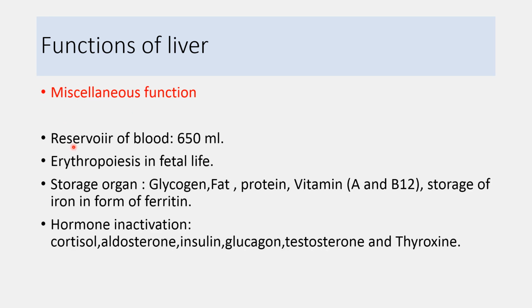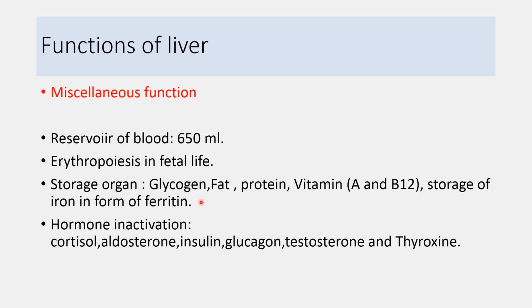Liver also acts as a reservoir of blood, and about 650 ml of blood can be shifted to the systemic circulation whenever systemic blood volume decreases. Liver is the organ for erythropoiesis during fetal life, and liver is the storage organ for glycogen, fat, protein, various vitamins like vitamin A and B12, and the storage of iron in the form of ferritin and hemosiderin.